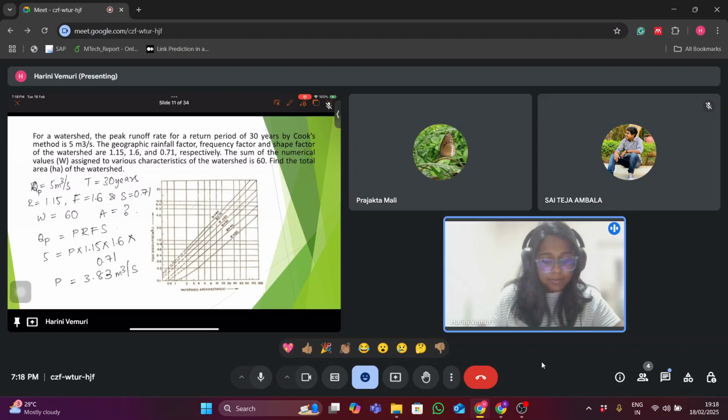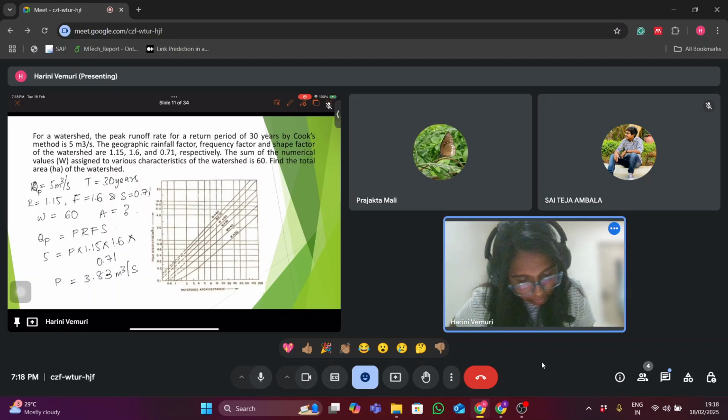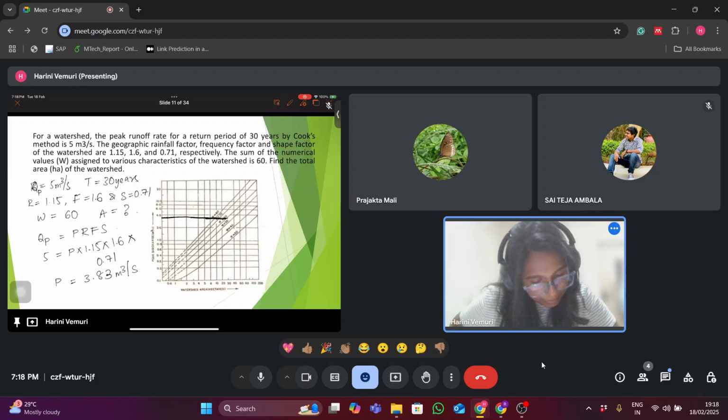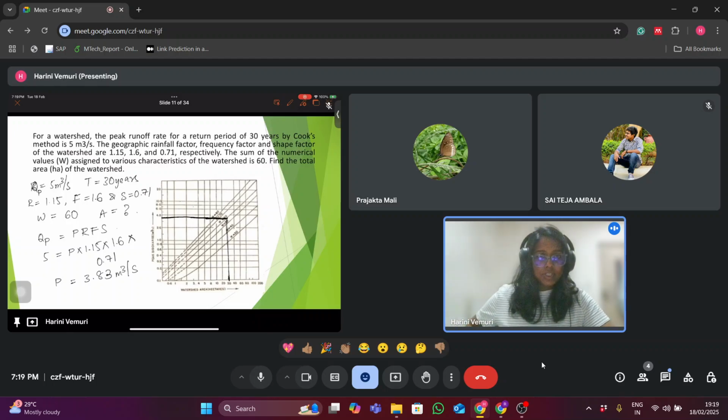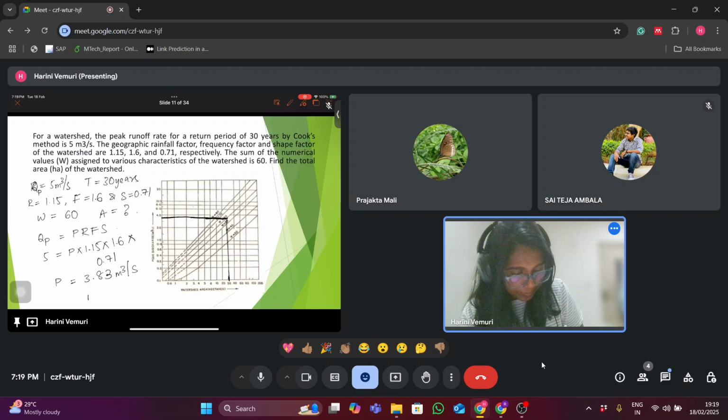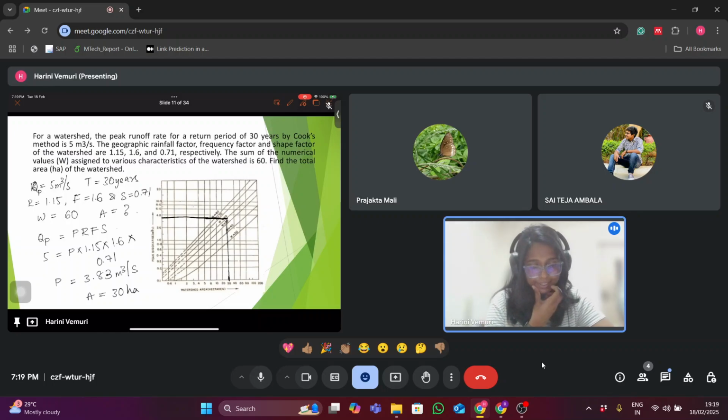per second. Okay, from this chart, when the peak flow is 3.83, the line will be around this range, and we know that W is given as 60. We extend till this line W equal to 60, and once I draw a vertical line from here, we will know where it touches the x-axis to get the watershed area. Around here it is touching, so the area of the watershed is 30 hectares. That's how we calculate the area of the watershed.